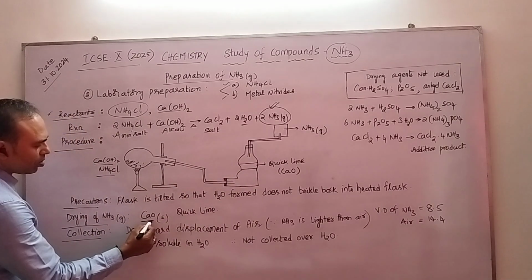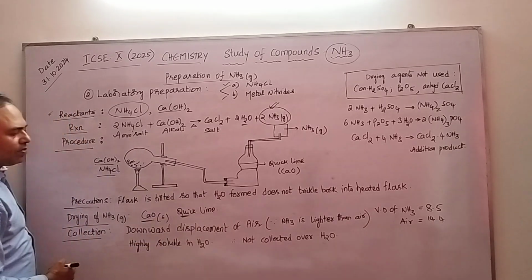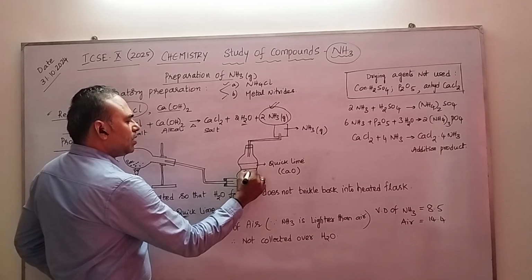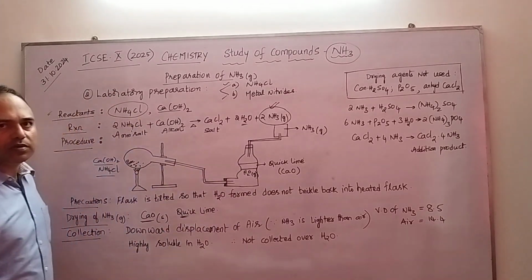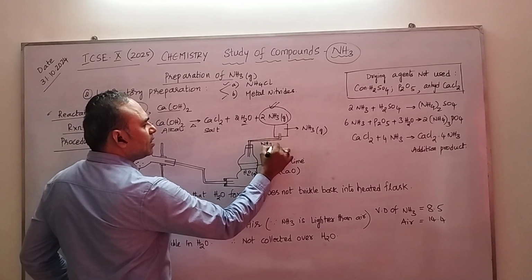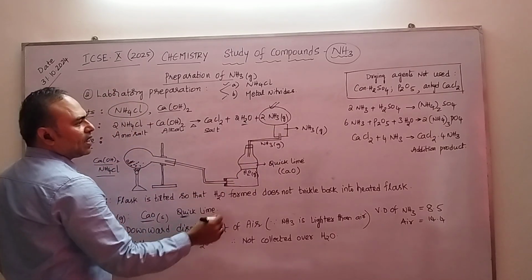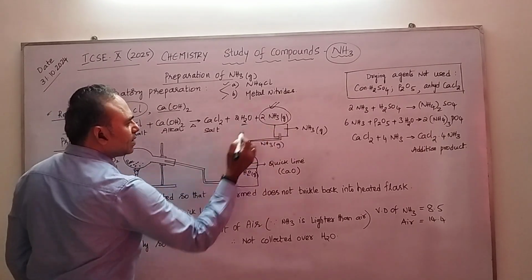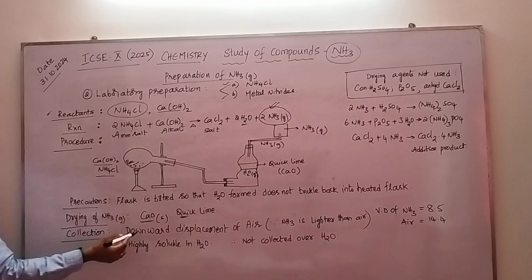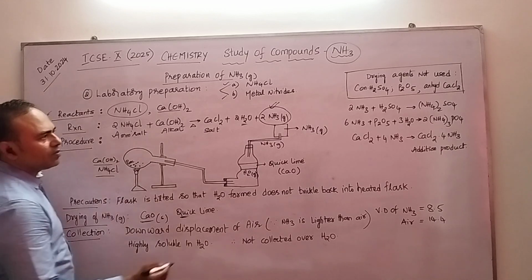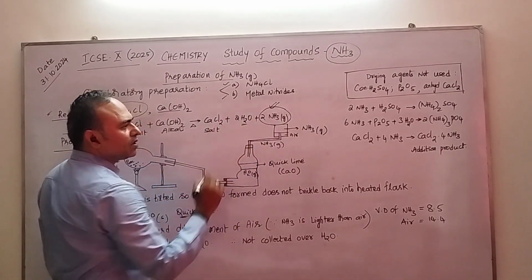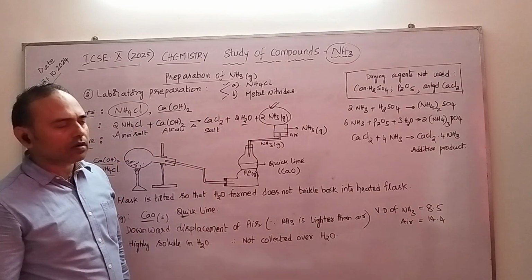Calcium oxide, or quicklime, has the tendency to absorb moisture. So here the water vapor gets trapped. Now what is released out through this is dry NH3 gas, and you can collect it. So how are you collecting this? The collection is by downward displacement of air. That means whatever air is there, that air will settle at the bottom. So downward displacement of air.